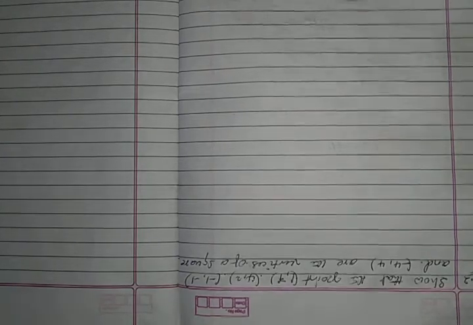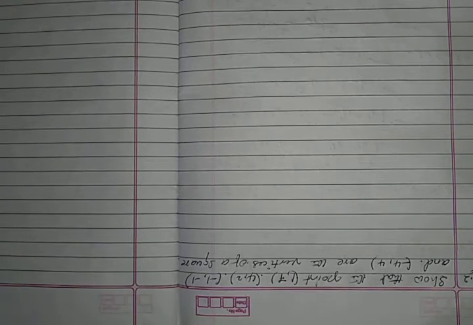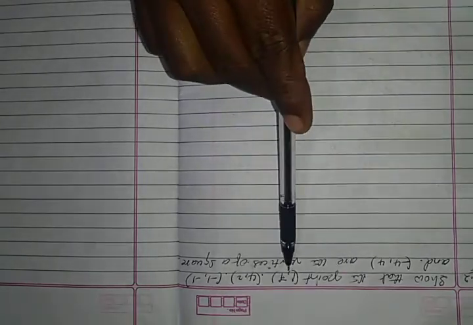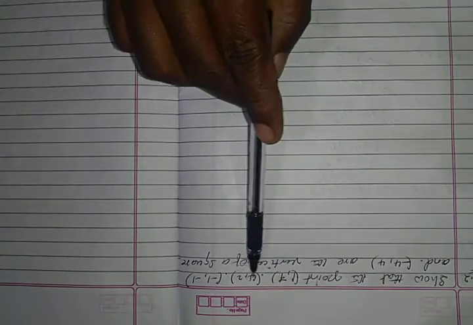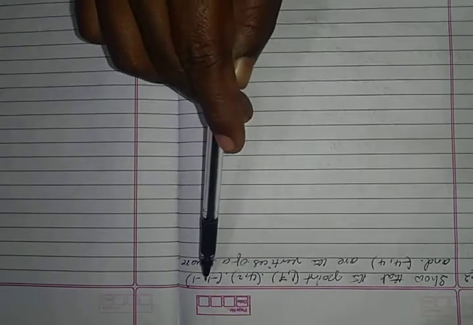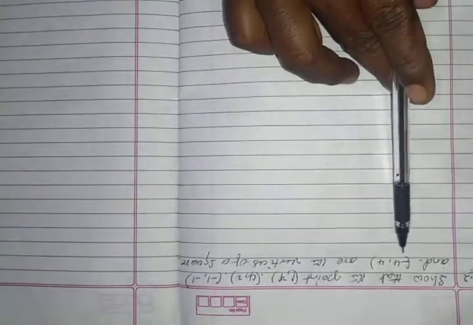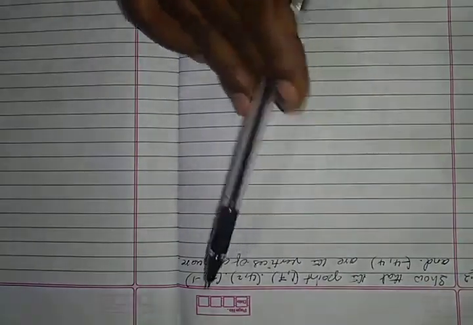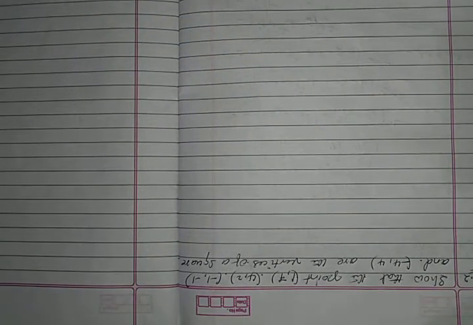The new chapter is coordinate geometry. So in this class I am going to explain example 2. Let us see. Show that the four points (1, 7), (4, 2), (-1, -1) and (-4, 4) are the vertices of a square. So we have to check whether these 4 points are the vertices of a square.